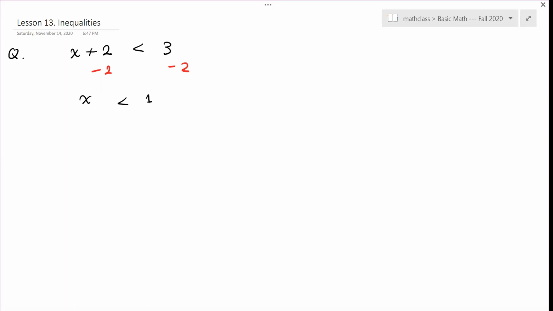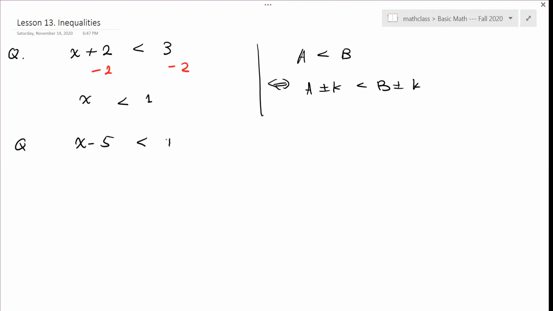Okay. And so let me summarize the formula here. If a is less than b, then this is equivalent to adding or subtracting k on both sides. You do not change the inequality. Okay, you essentially get the same thing. So here I subtract 2 from both sides.